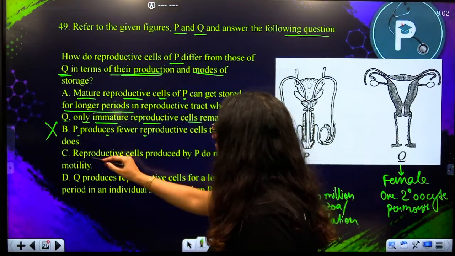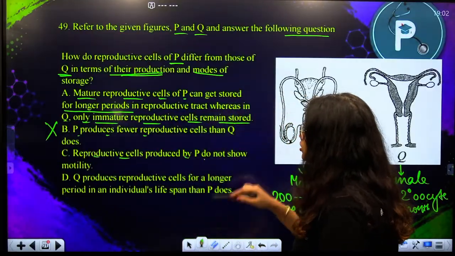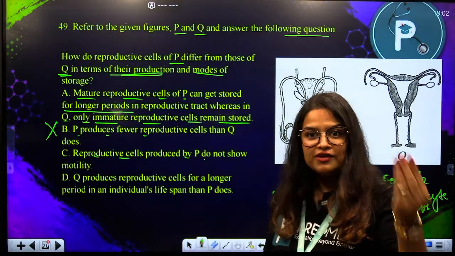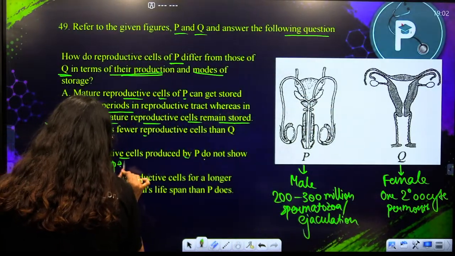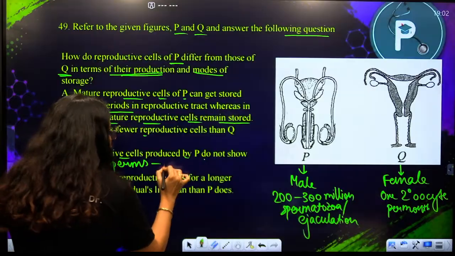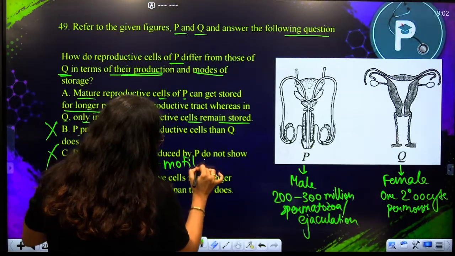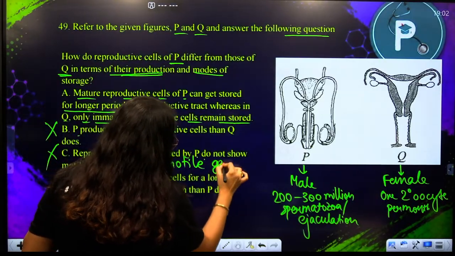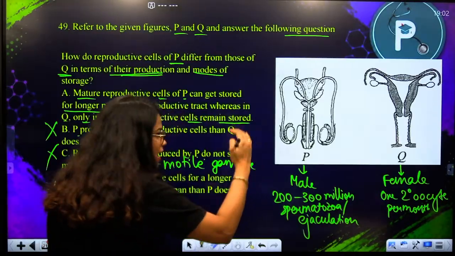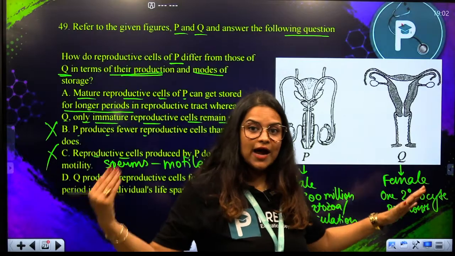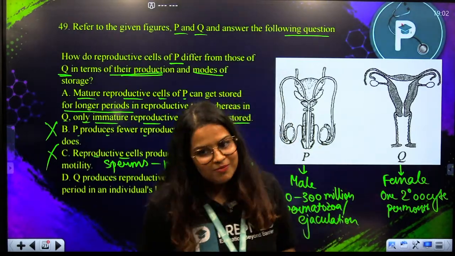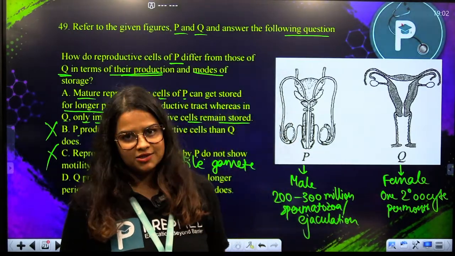Then they are saying reproductive cells produced by P do not show motility. Of course it shows motility. Spermatozoa are motile. Sperms are motile, the haploid motile gamete. Eggs are not motile at all. That's why the spermatozoa have to be inseminated inside the female reproductive tract so that the male sperm can get inside the female reproductive tract and fertilize it.